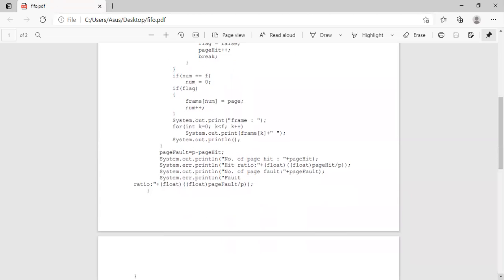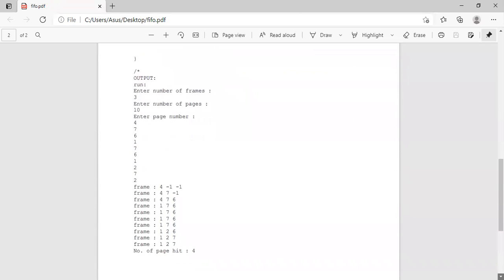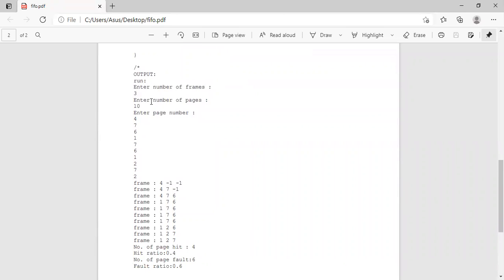So this is the first in, first out page replacement algorithm. You can see here 3 frames and 10 pages. We insert them sequentially one by one in a particular frame. If the page is already in the frame, it is a hit. So this is the first in, first out page algorithm.